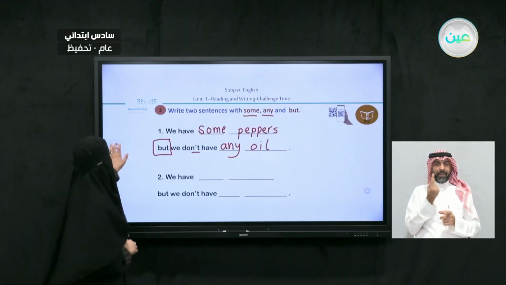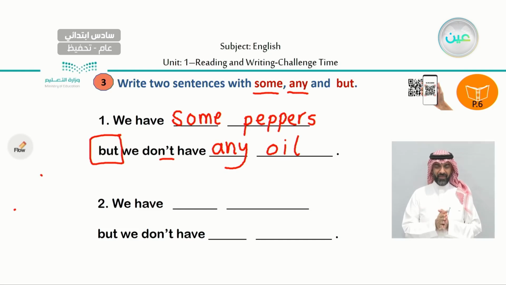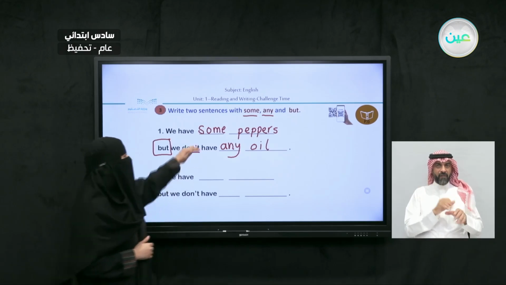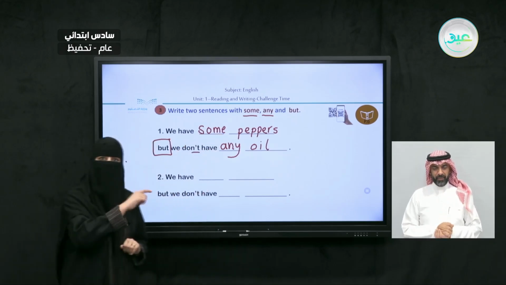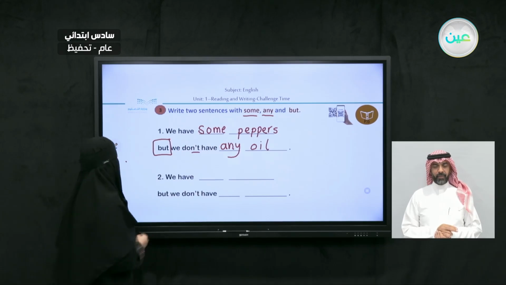You see the difference here, my student? We have some peppers, okay? But, different idea. But we don't have any oil. Okay, with not we use any, but some it's okay. Okay, I'll show you the other one, and then I wanted to think of similar sentences.